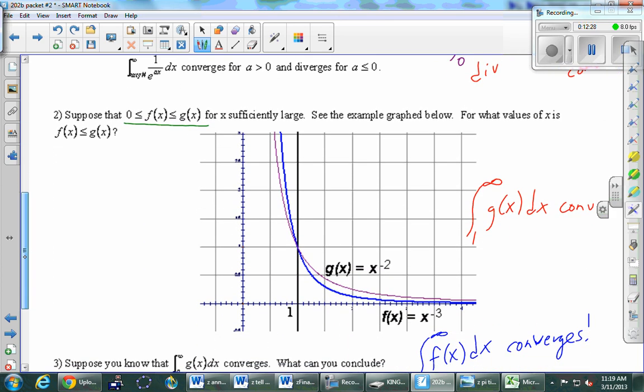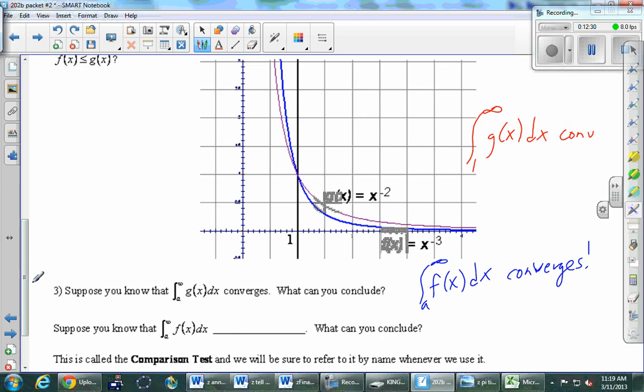It's also important not to read too much into the thing we just said. We said if the area under purple is finite, then the area under the blue is finite. Yes? Okay. What if I told you the area under the blue is finite? What does that tell you about the area under the purple? Nothing. The area under the purple could also be finite, but it could be infinity. So we've got to make sure we don't read too much into the theorem.